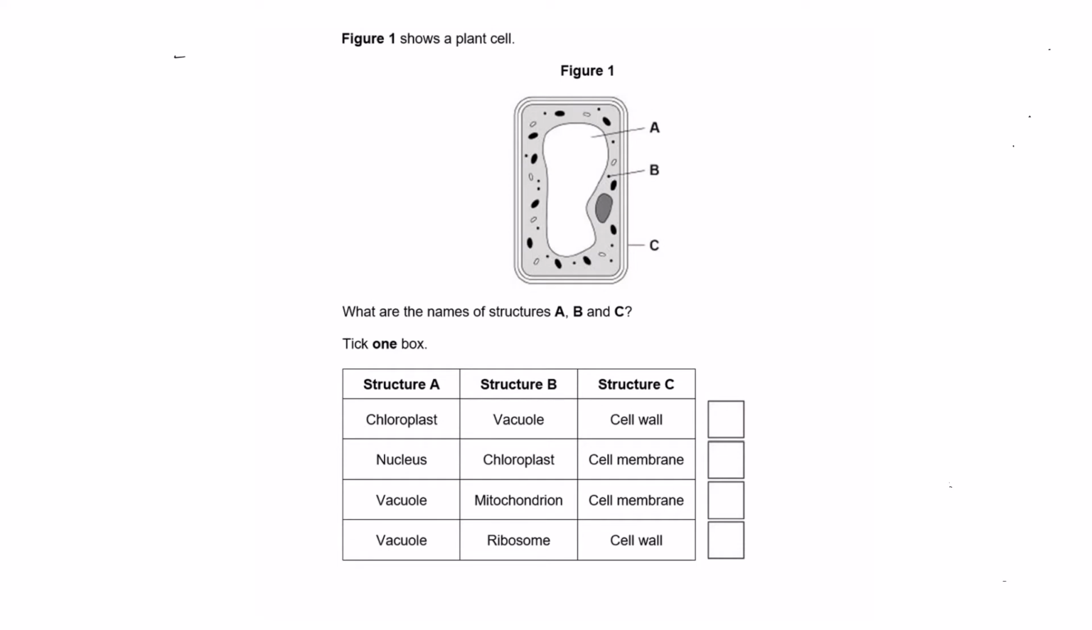The next question, we have a diagram labelled A, B and C showing a plant cell. What are the names of the structures A, B and C? We're required to only tick one box. Press pause, have a go, press play to see how you did.